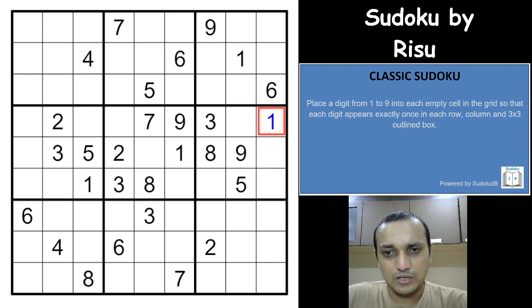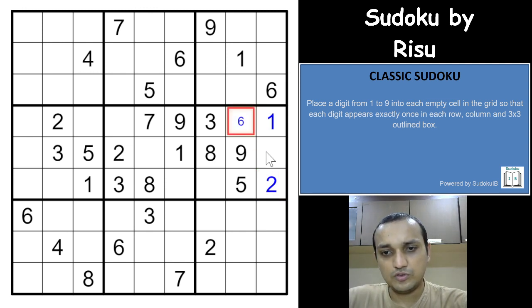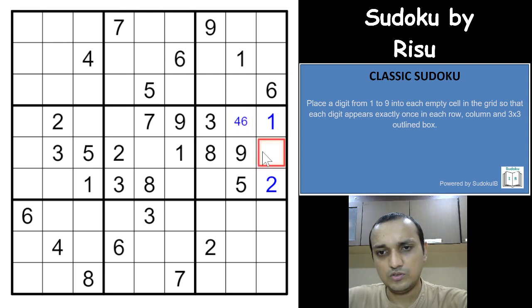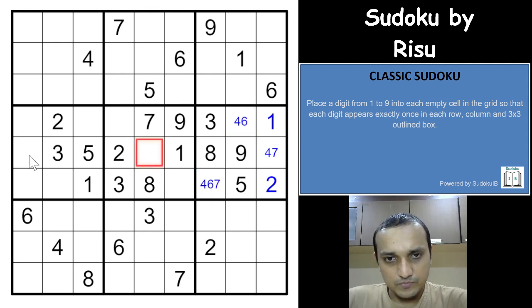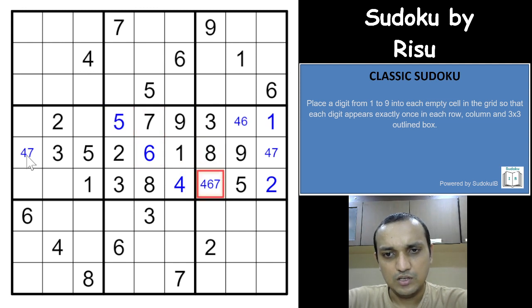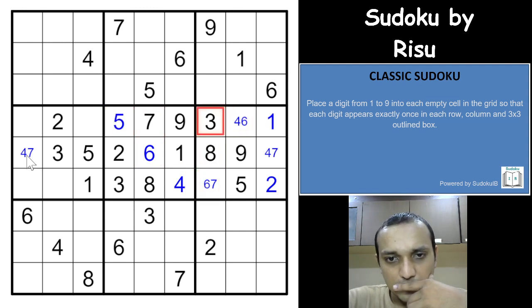So 1 will have to be here in this box, 2 would have to be here, 4, 6, 7, right? 4, 6 and 7, so 7 cannot come here, it would have to be 4, 6 and 4, 7, and 4, 7, right? So this cell would have to be a 6, that gives you 5 and 4 here. So this is 4, this is 5, 4 removes from here.